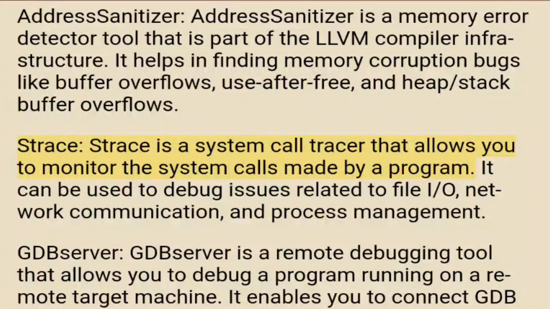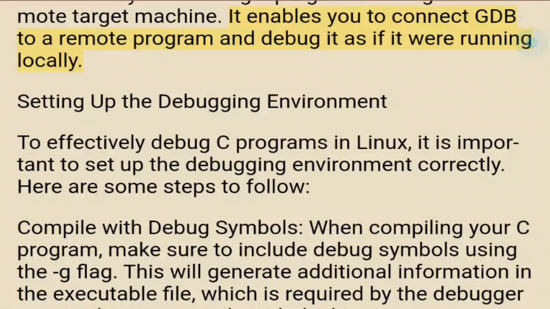Strace. Strace is a system call tracer that allows you to monitor the system calls made by a program. It can be used to debug issues related to file I/O, network communication, and process management. GDB Server. GDB Server is a remote debugging tool that allows you to debug a program running on a remote target machine. It enables you to connect GDB to a remote program and debug it as if it were running locally.